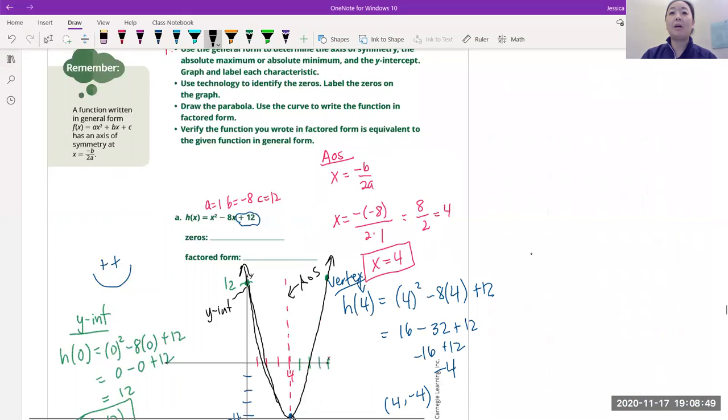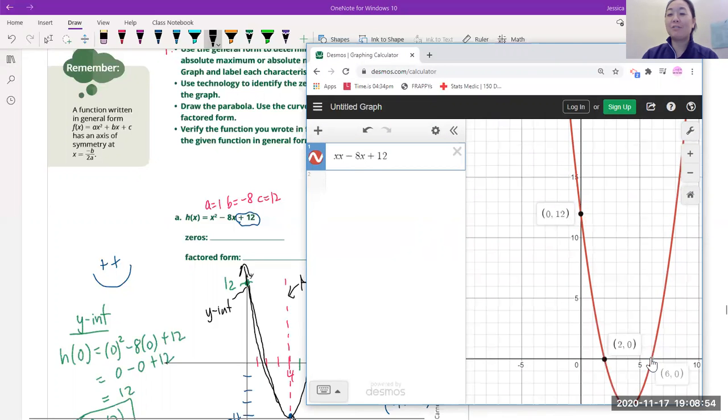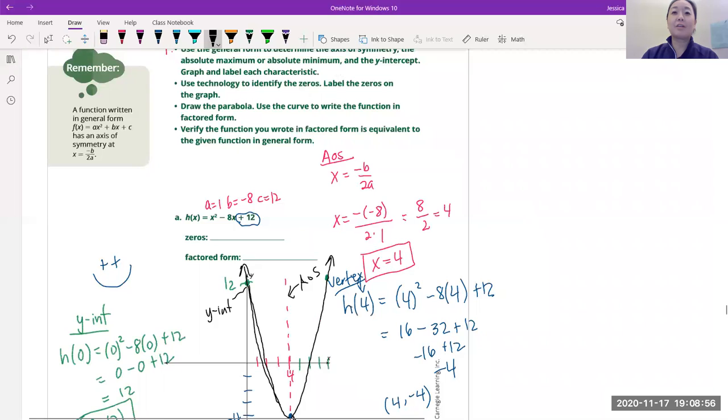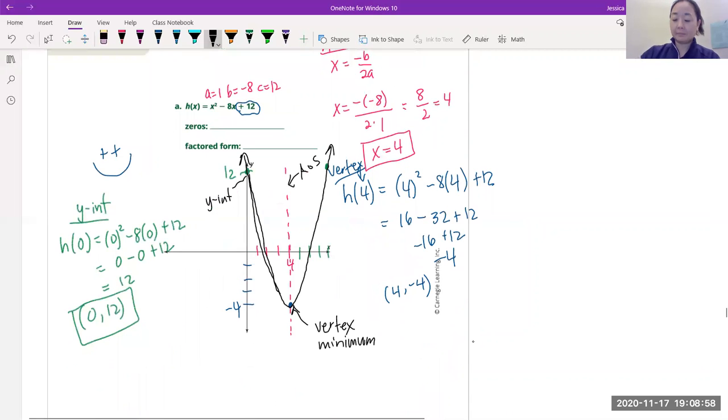All right, so what are the roots again? Did you remember? It was 2 and 6. So if we look right over here, was I close? Yeah, I was close. Oh, where's my mouse? Okay, here. It should be right here at 2 and at 6. I knew I was a little bit fat on that side. It was a little bit wide. But yeah, so my zeros are at 2, 0 and 6, 0.